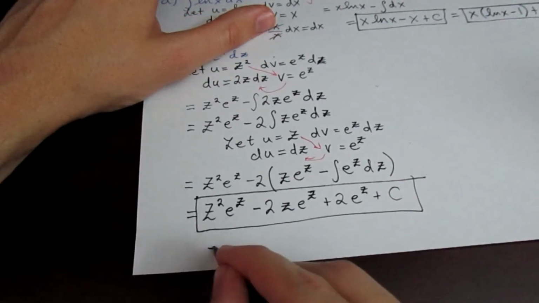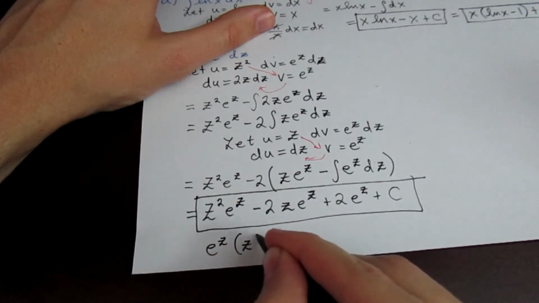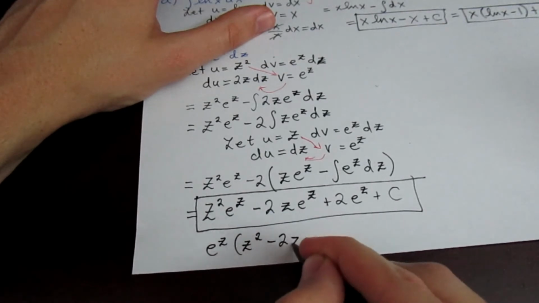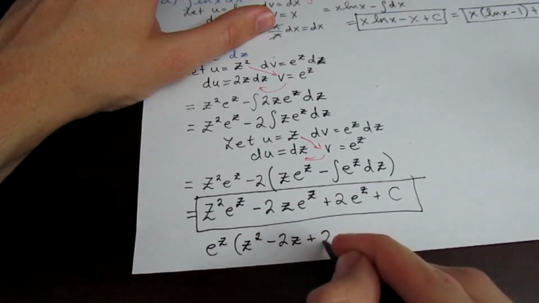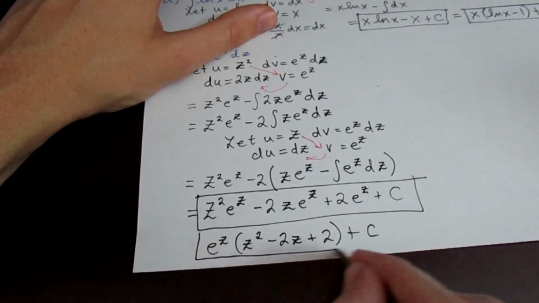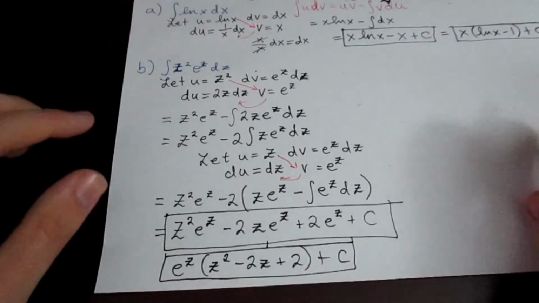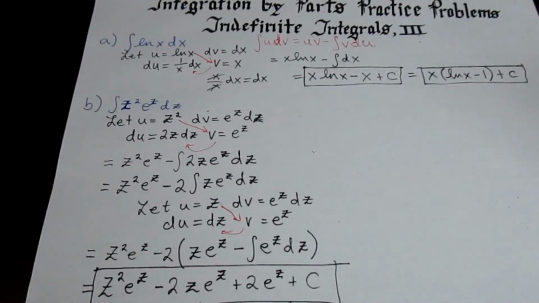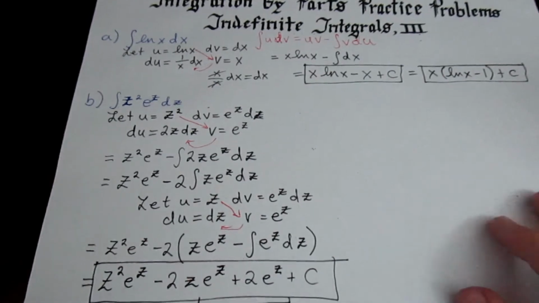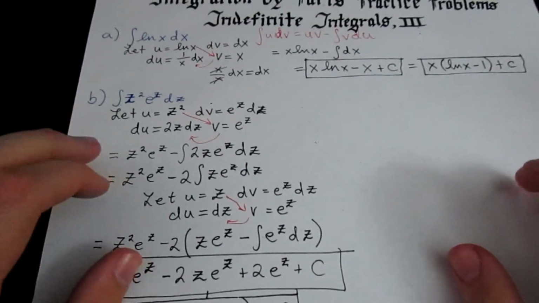Some people could factor out the e to the z, and get that. Very easy to do. Okay, so of course it does take practice, perseverance, patience. I understand that.